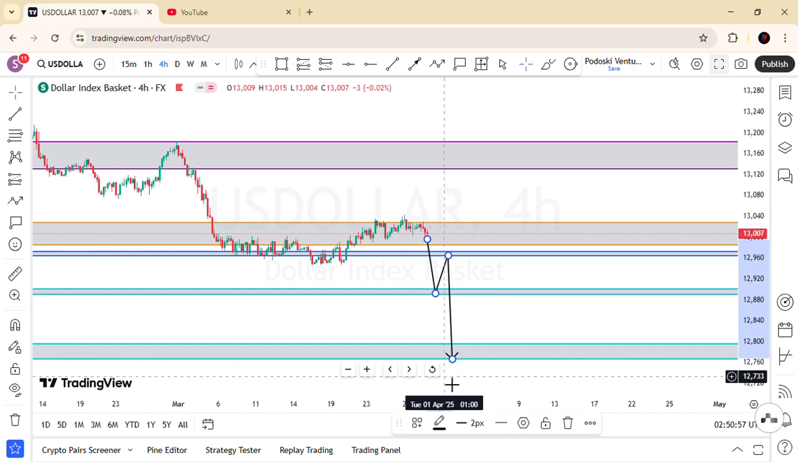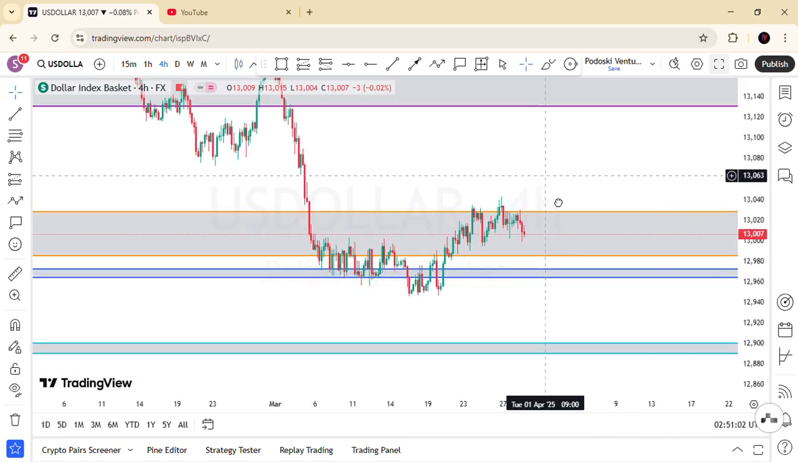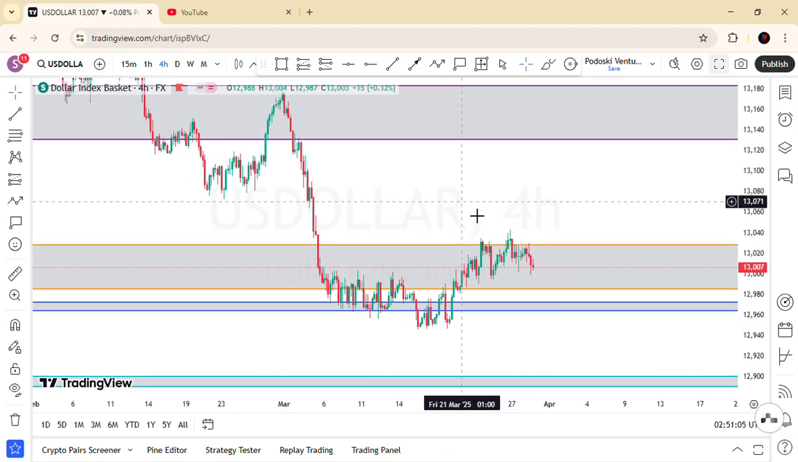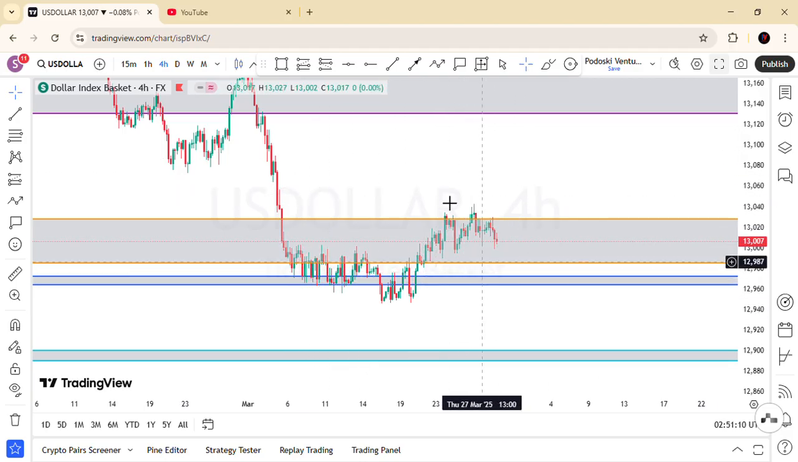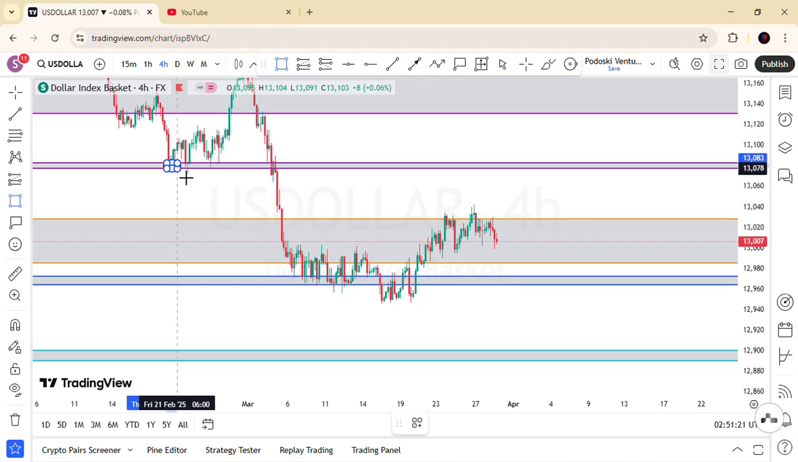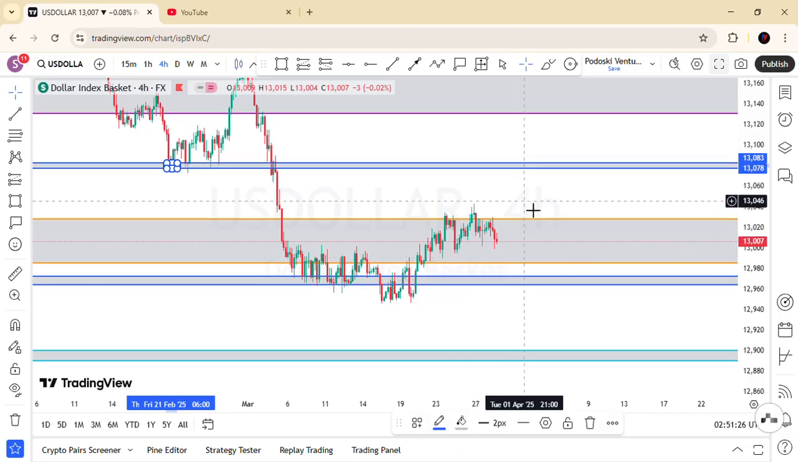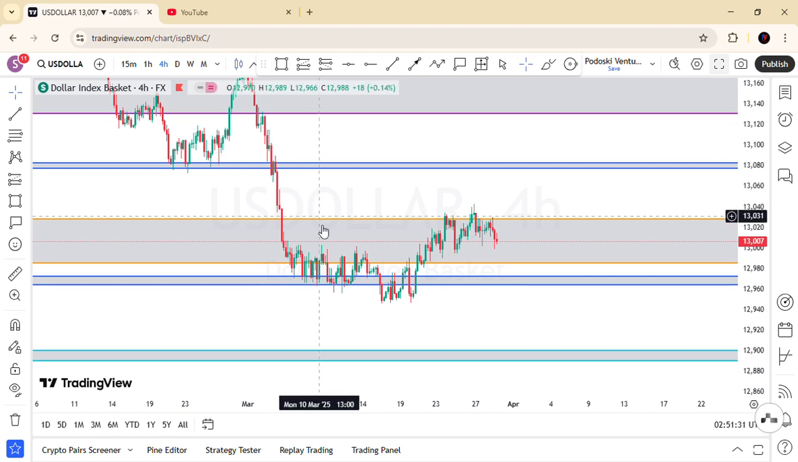Okay. So here on the forward time frame, you can see that price has been consolidating for a while over here. Price has really been consolidating.